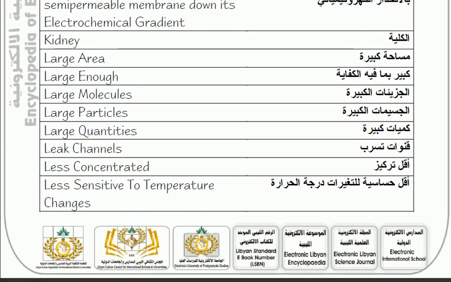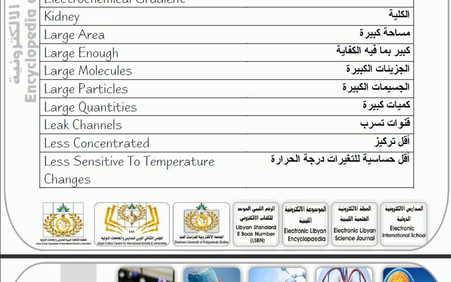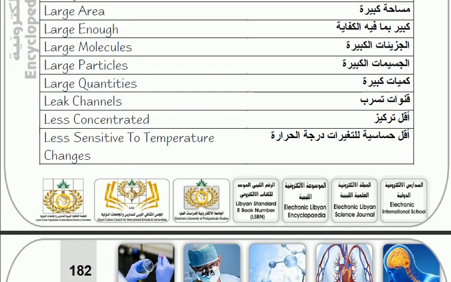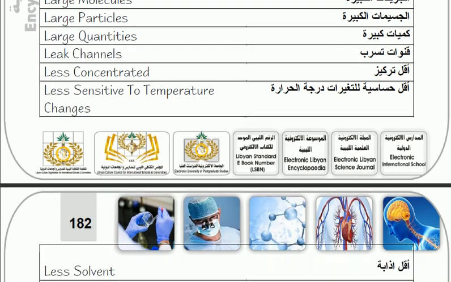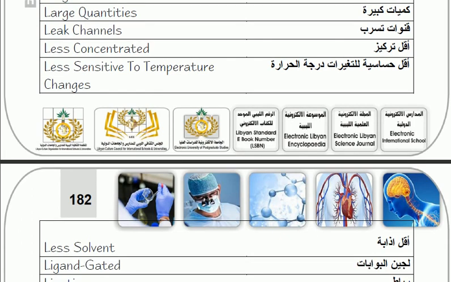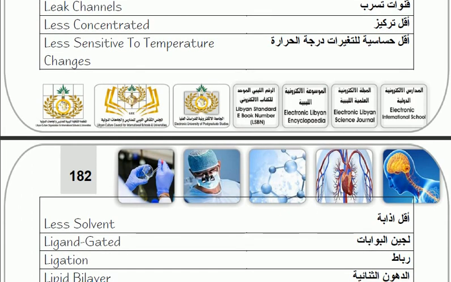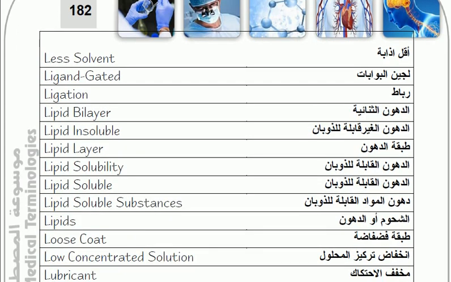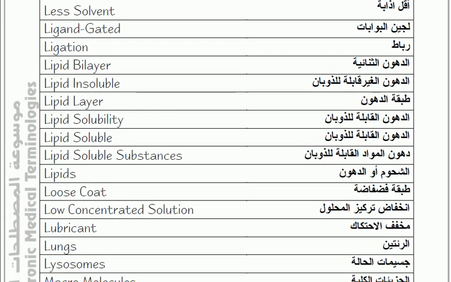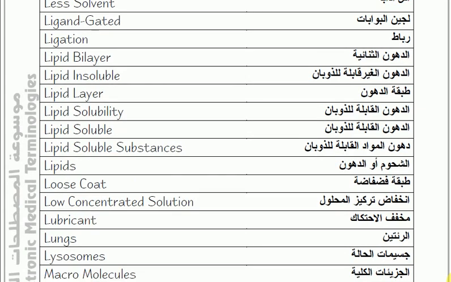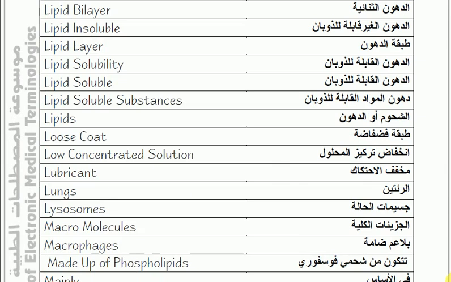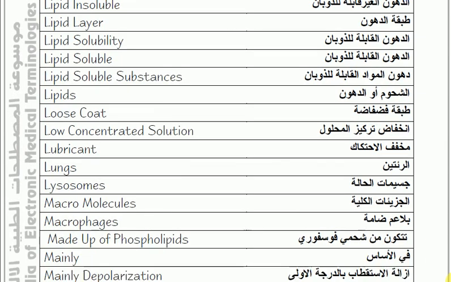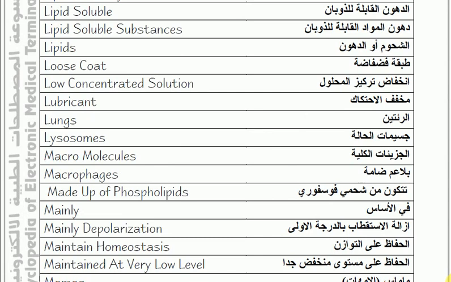Kidney. Large area. Large enough. Large molecules. Large particles. Large quantities. Leak channels. Less concentrated. Less sensitive to temperature changes. Less solvent. Ligand-gated. Ligation. Lipid bilayer. Lipid insoluble. Lipid layer. Lipid solubility. Lipid soluble. Lipid soluble substances. Lipids. Loose coat. Low concentrated solution. Lubricant. Lungs. Lysosomes.